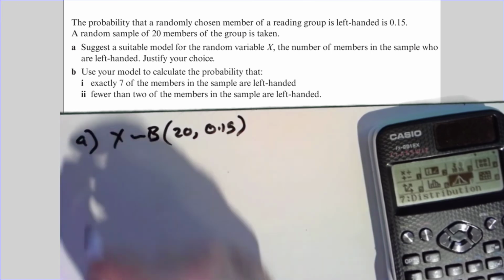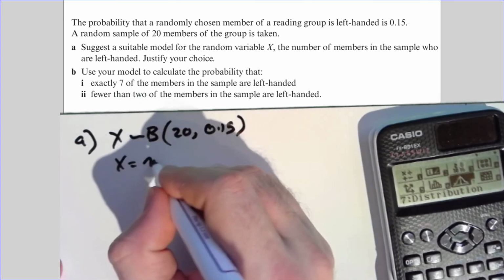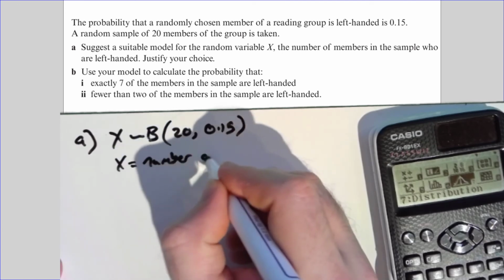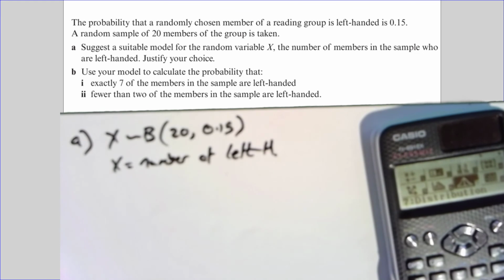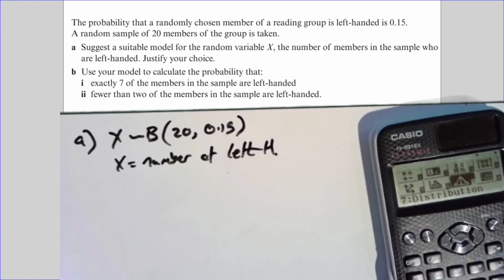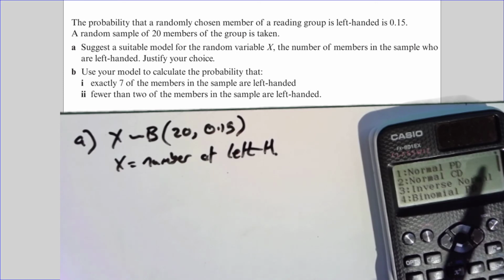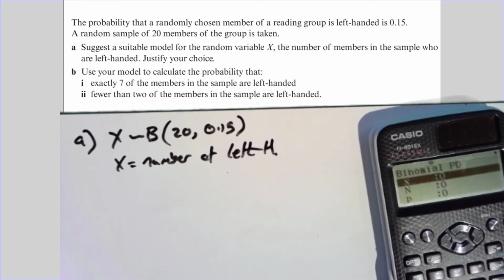So X here is actually the number of left-handers. So we can work out here using our binomial probability distribution. So I'm going to go on distribution mode, select this mode here, and I'm going to go on binomial PD, which is option 4. And then variable, so I can work some things out.